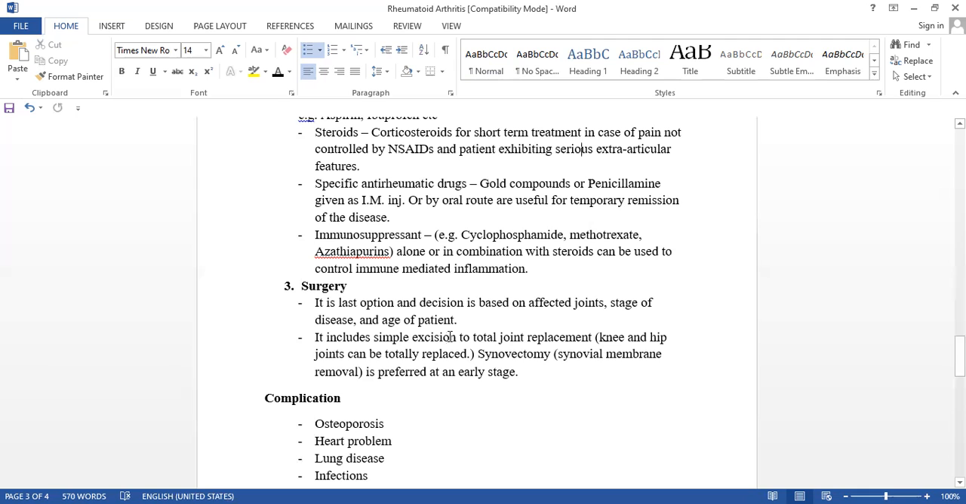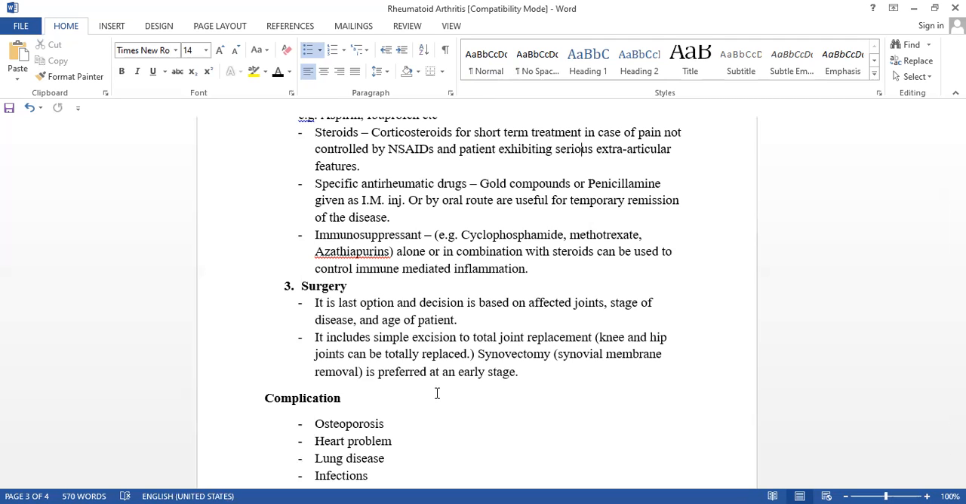It includes simple excision to total joint replacement. Knee and hip joints we can totally replace. If not movable, we can replace that one, hip and knee joints. Synovectomy, that is the removal of the synovial membrane. Ectomy, that is the cutting, the removal. Synovial membrane removal is preferred at an early stage.